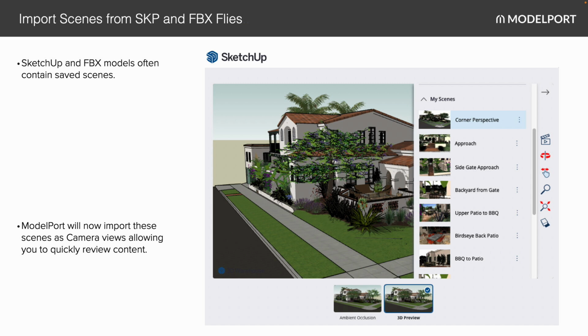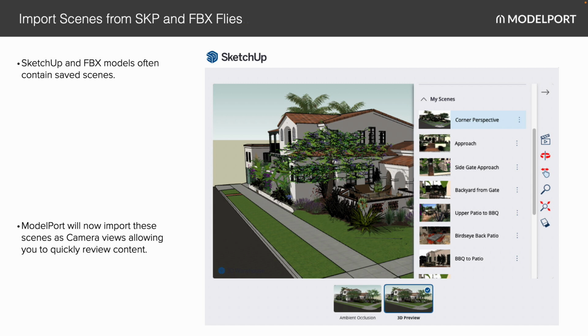If you've ever worked with a SketchUp file, or if you've gotten a SketchUp file from a consultant or an interior designer, or just downloaded it from 3D Warehouse, or you're working with someone with an FBX file, which is the same thing, they're both going to have scenes that are available for you if you want to import those in. Now, Archicad does not support bringing in those camera views, right? But ModelPort now does.